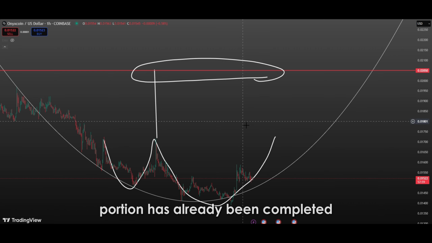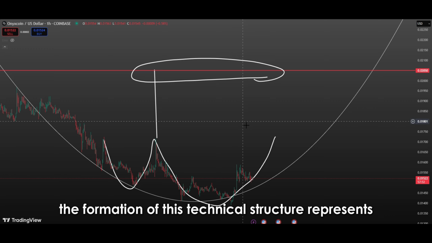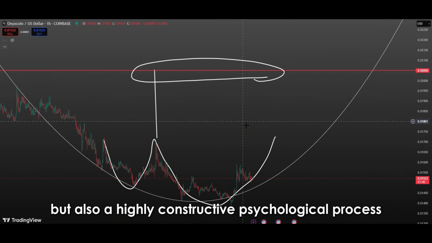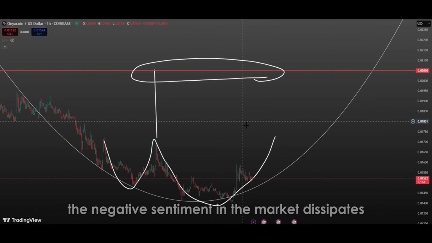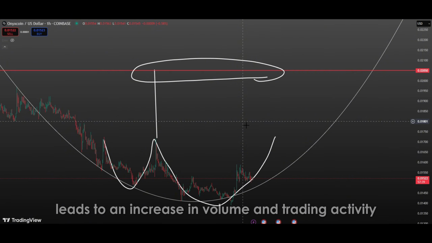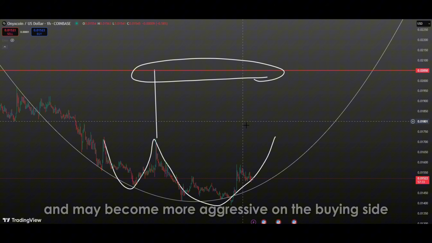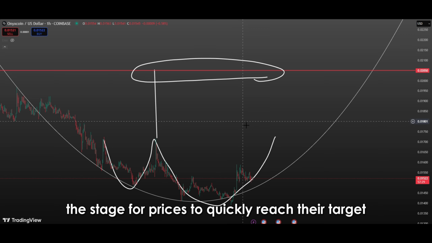The fact that the handle portion has already been completed indicates that the current upward movement is based on a much stronger foundation. The formation of this technical structure represents not only a positive technical development, but also a highly constructive psychological process. As investors witness the price successfully completing its recovery after a decline, the negative sentiment in the market dissipates, and optimism begins to grow. This naturally leads to an increase in volume and trading activity. Especially when the cup portion breaks upward, investors recognize the completion of the pattern and may become more aggressive on the buying side. This sets the stage for prices to quickly reach their target levels.